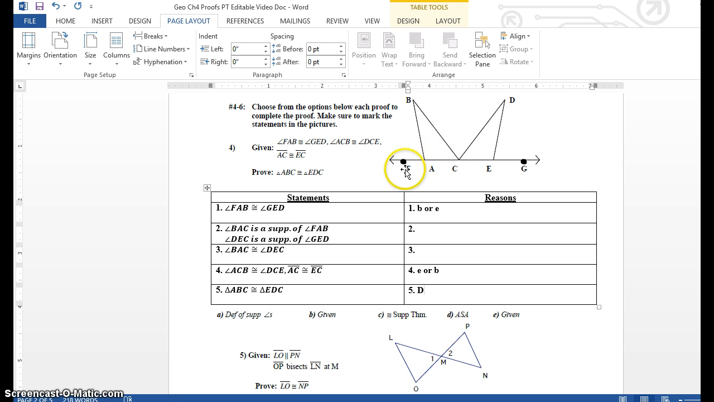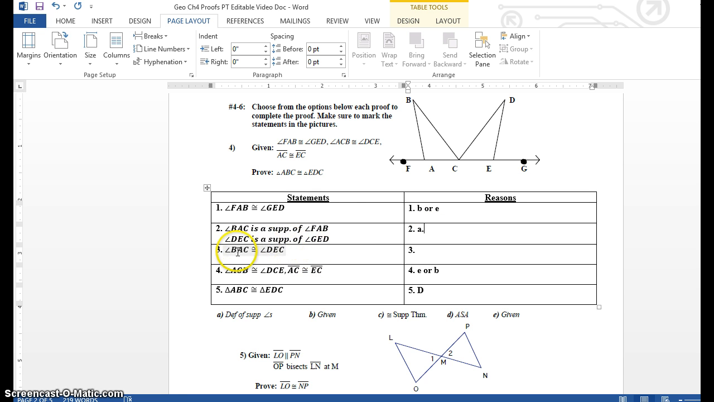This forms a linear pair, right? And all linear pairs are supplementary. So does this one. So we can say that the other angles, BAC and DCE, are supplementary to the angles that we were given. Or you can say that the angle is a supplement of that angle. So that means this would be A, the definition of supplementary angles.